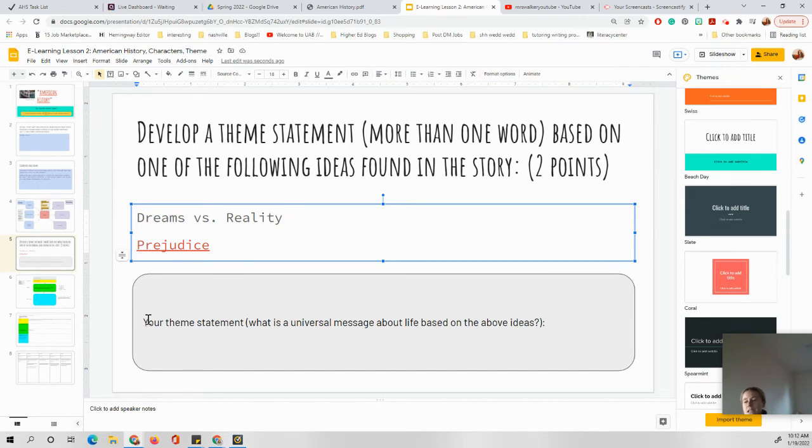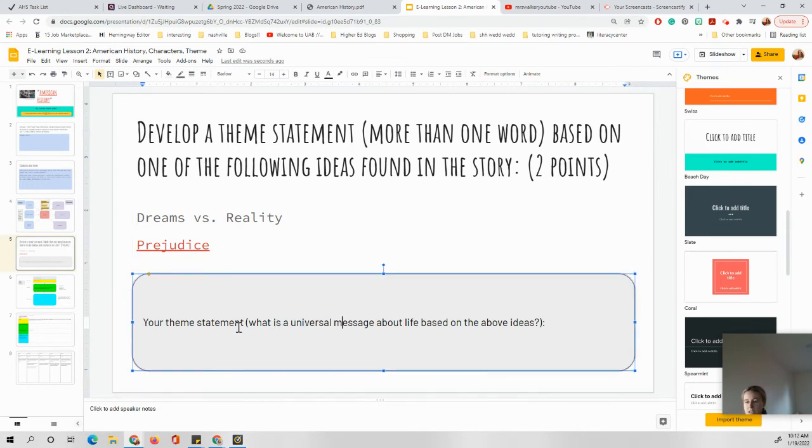Your theme statement: what is a universal message about life based on the above ideas? I want you to write a sentence that includes a theme statement. What I'm not looking for is "prejudice" or "dreams." I'm looking for a statement, okay, that, going back to the ones that I gave you for Shame, think about how I wrote those statements and see if you can come up with one.